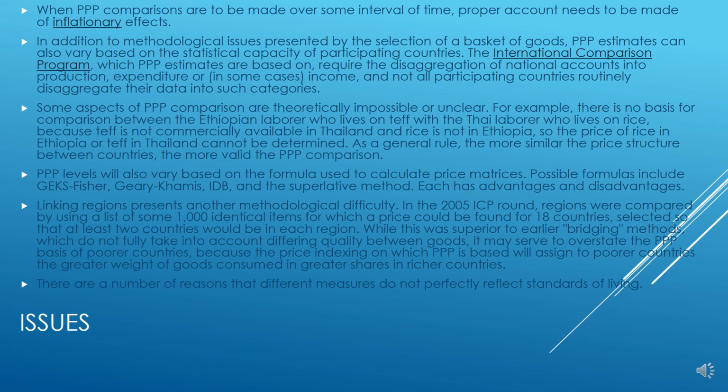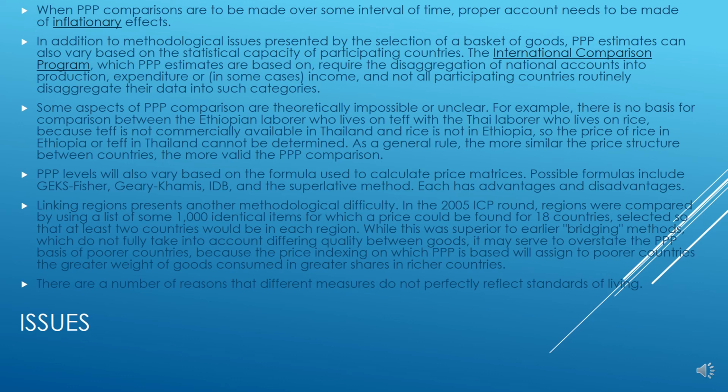The International Comparison Program, on which purchasing power parity estimates are based, requires the disaggregation of national accounts into production, expenditure, or income, and not all participating countries routinely disaggregate their data into such categories. Some aspects of purchasing power parity comparisons are theoretically impossible or unclear. For example, there is no basis for comparison between an Ethiopian laborer who lives on teff and a Thai laborer who lives on rice, because teff is not commercially available in Thailand and rice is not in Ethiopia. So the price of rice in Ethiopia or teff in Thailand cannot be determined.